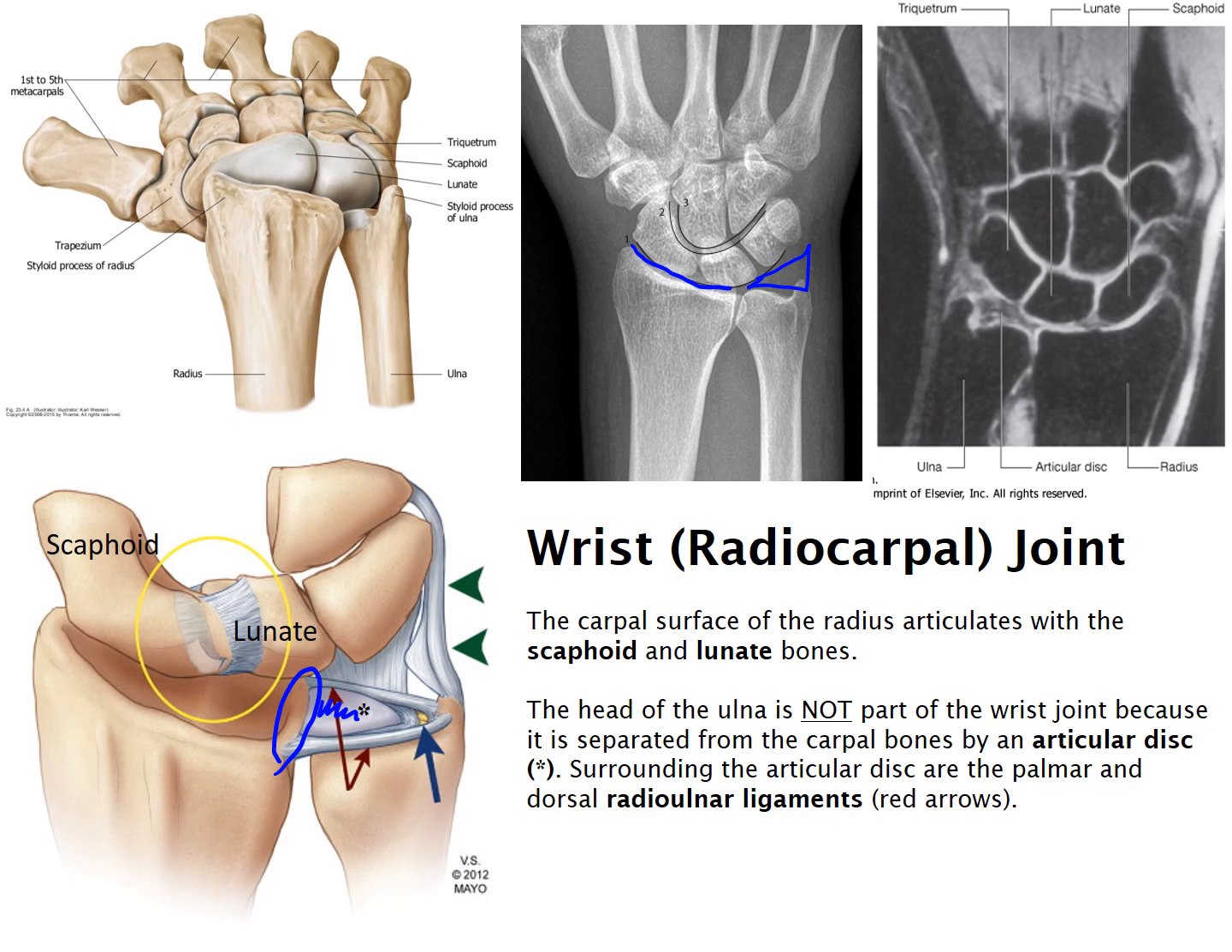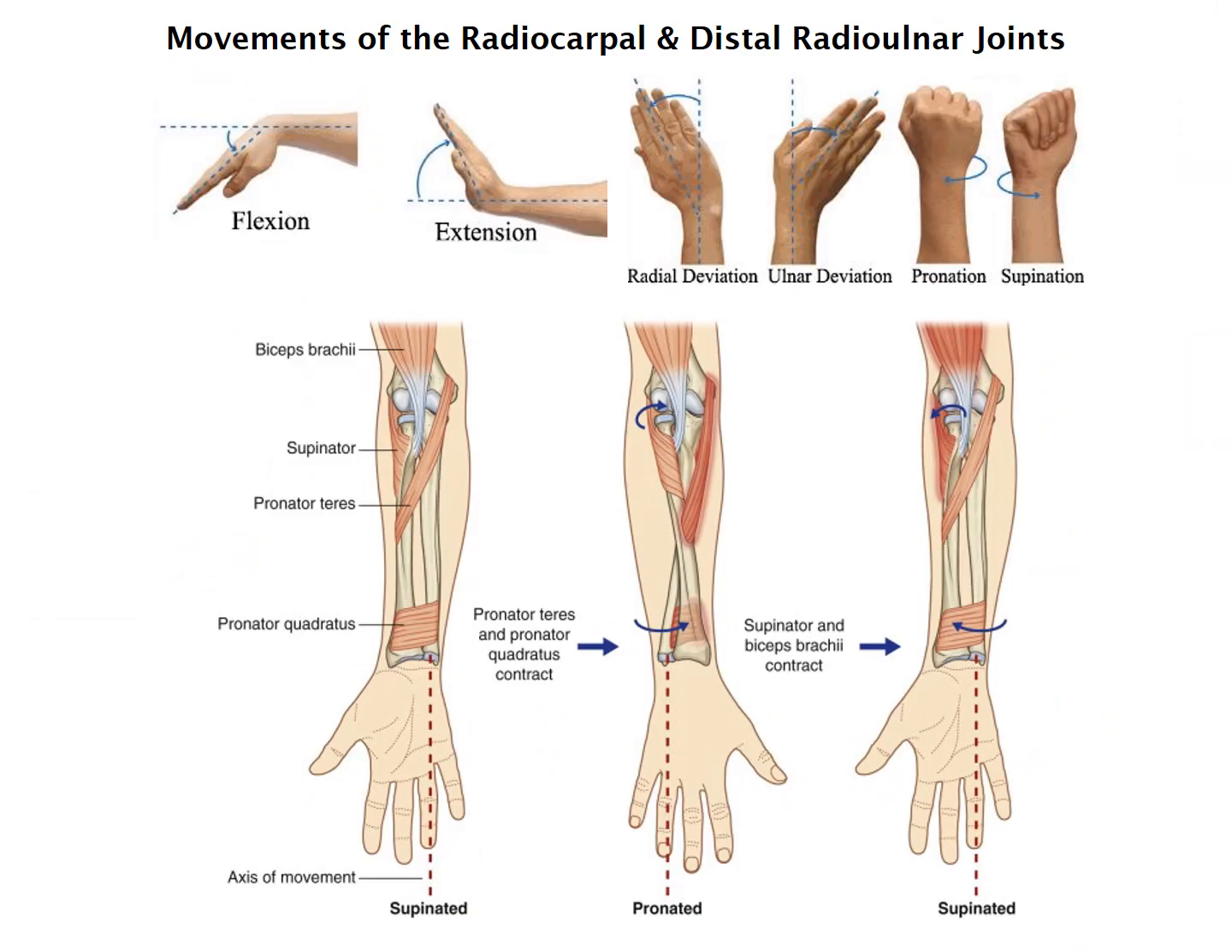Key bony landmarks of this region include the styloid process of the radius, shown here, and the styloid process of the ulna, shown here. And by the way, the styloid process of the ulna is that bump that you see near your wrist on the extensor side of your forearm.